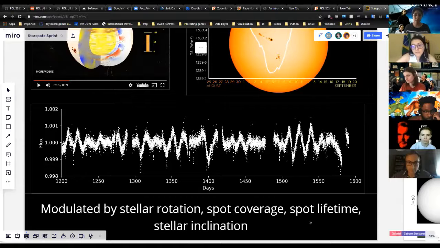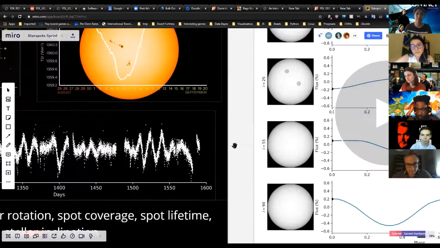All these things are things we would like to say something about based on this light curve. So we would like to see these light curves and say, oh, this is a curve that is produced by a stellar rotation with this range of possibilities for rotation, for coverage, for lifetime, and for inclination.